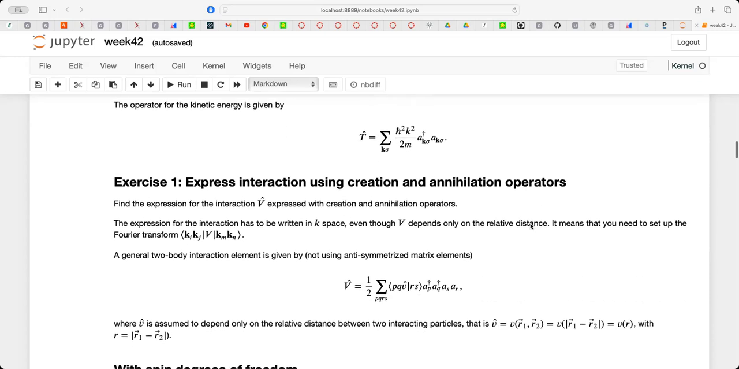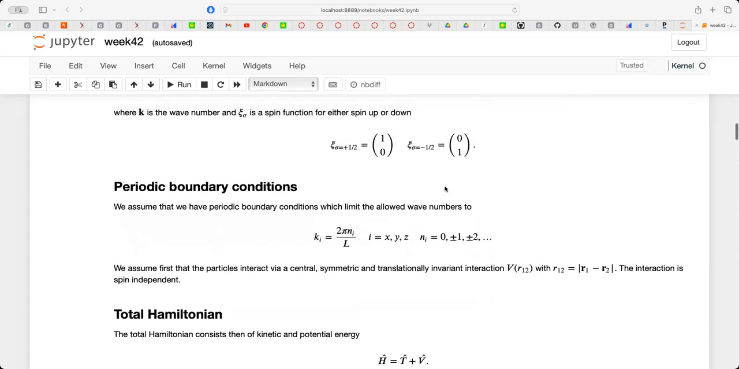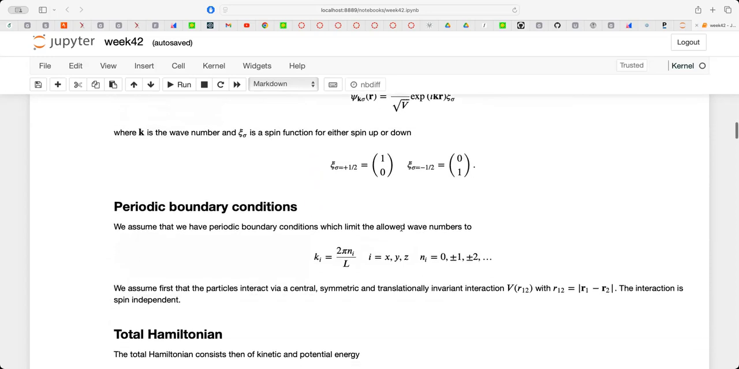The kinetic energy is given by this quantity here, where these are the single particle energies for kinetic energy. And with these plane waves, they are eigenstates of the kinetic energy operator, which is normally not the case. In most cases, your single particle basis is not an eigenbasis of the kinetic energy. It's normally the eigenbasis of the kinetic energy plus some confining potential. That's normally the starting point.